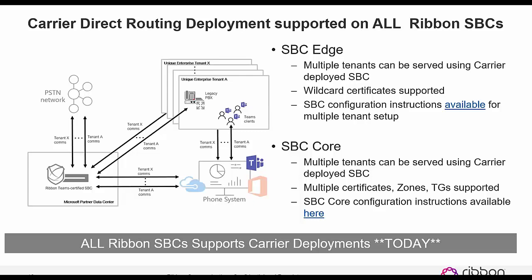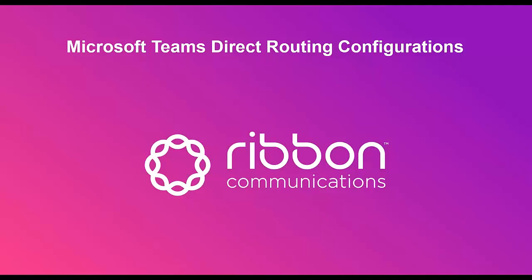How do you configure multiple tenants on the SBC Edge? There is a link on the slides, and we can make it available to you. Same with SBC Core. SBC Core is traditionally always used for multiple tenants. You can have multiple certificates and TLS profiles configured for each tenant, and you can have thousands of enterprises being served from the same SBC. And again, we have the configuration instructions for the SBC Core for deploying Microsoft Teams direct routing available.